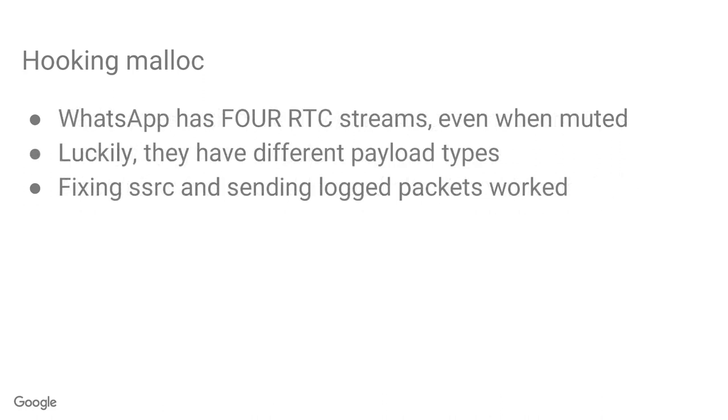And I discovered that WhatsApp has 4 RTC streams. So the way the RTP protocol works is you can have multiple streams. You can have audio, you can have video, you can have whatever you want, and they have different payload types on them, and also a different what's called an SSRC, which is just a random identifier, so that if you have like 5 Facebook video calls going at the same time in your browser, they don't collide with each other.